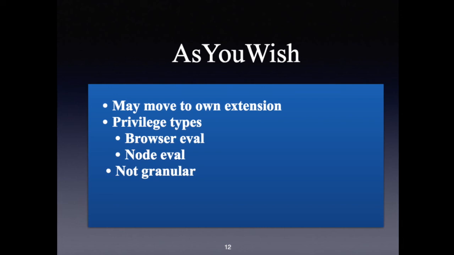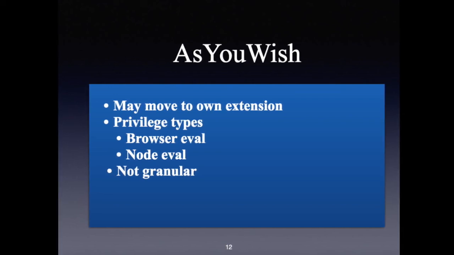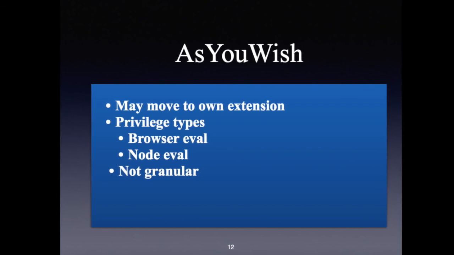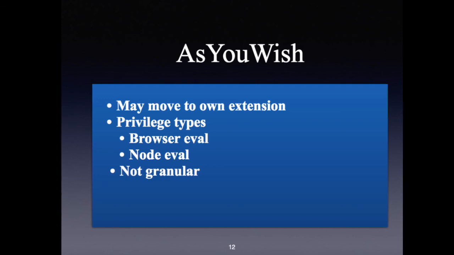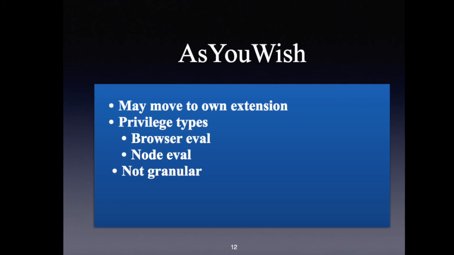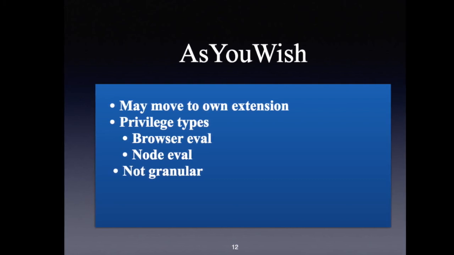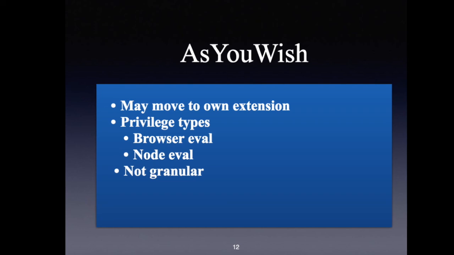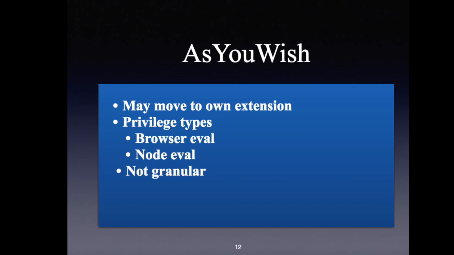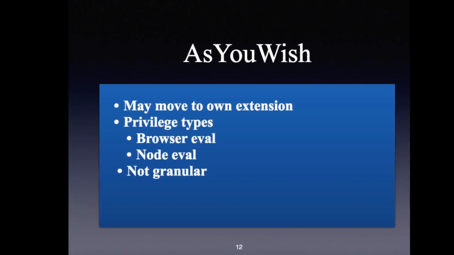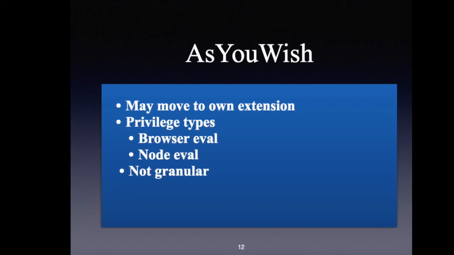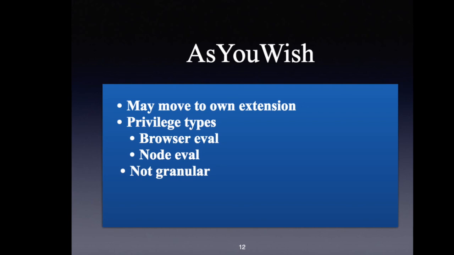AsYouWish had been an add-on previously for Firefox, but in this current incarnation, because Firefox has changed, we're more limited in what we can offer here. So rather than giving you granular permissions to exactly which API you're going to use, you can only request to get eval access, the highest level of access. You can direct a website to be able to get that permission. So we have two kinds of privileges that AsYouWish can gain access to. Each of them at the current time requires a separate prompt from the user to grant permission for that type. One is browser eval, one is node eval.